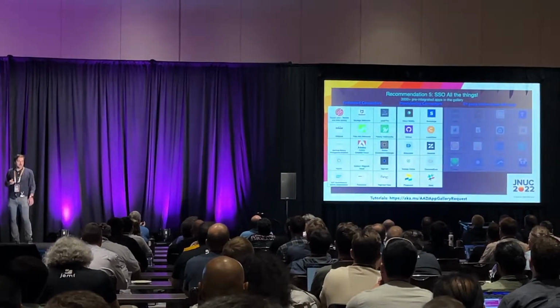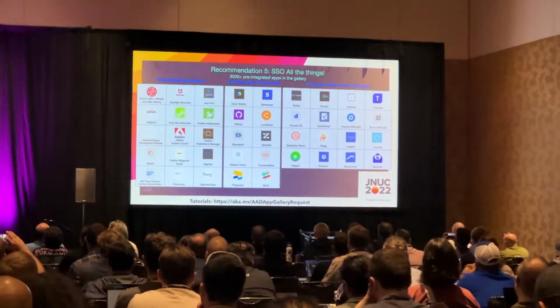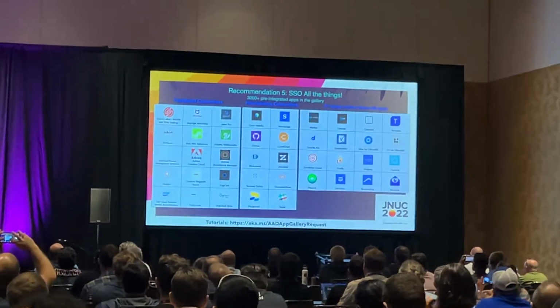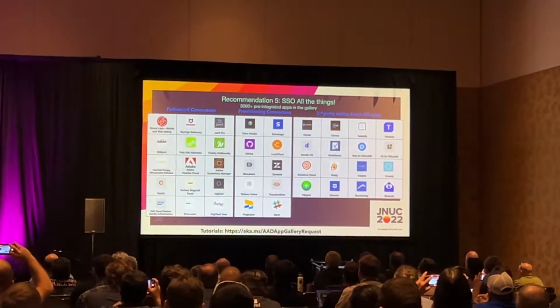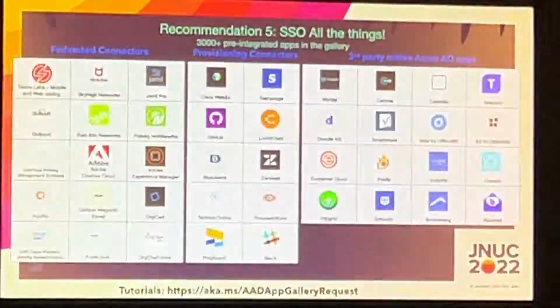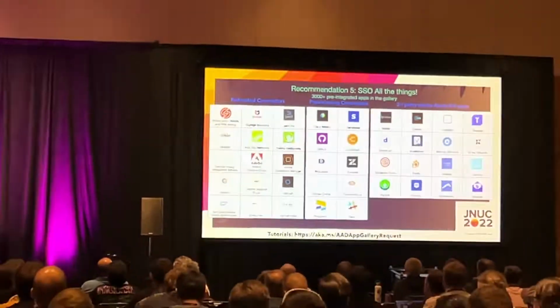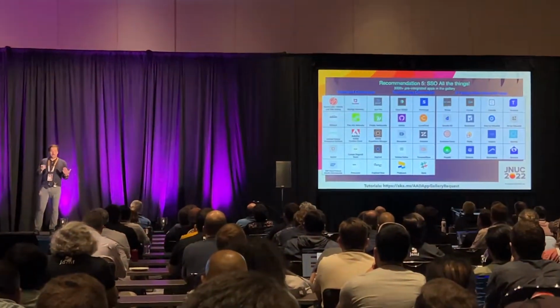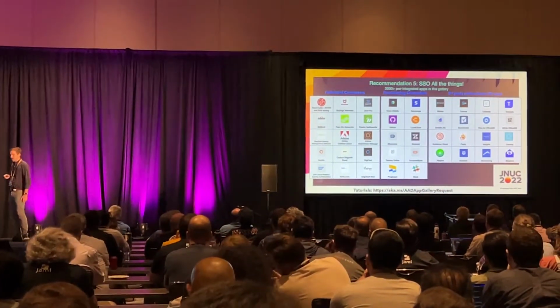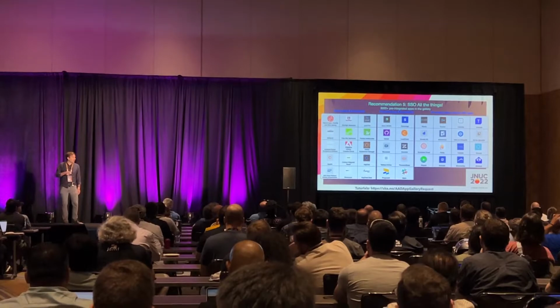So if you think that this sounds like a lot of work, we've tried to make it a little bit simpler. We have an app gallery, there's lots of applications in there. My main ask is that if you start working on integrating your Mac applications and you're finding that some of the Mac SaaS services you use don't show up in our gallery, you can reach out to us. We have a link, aka.ms/AAD app gallery request, which is a big mouthful.